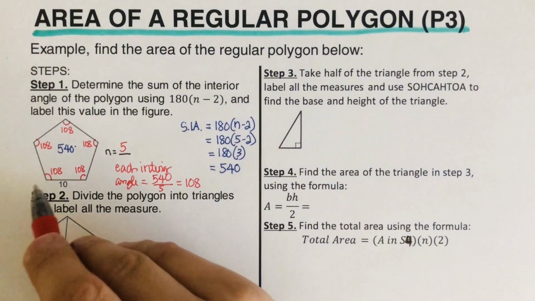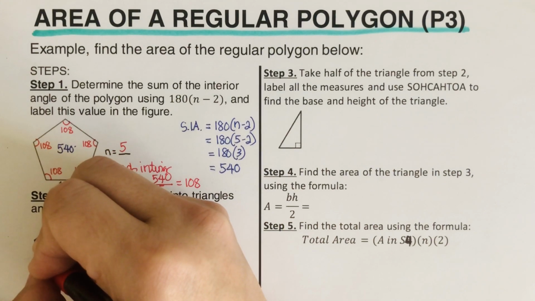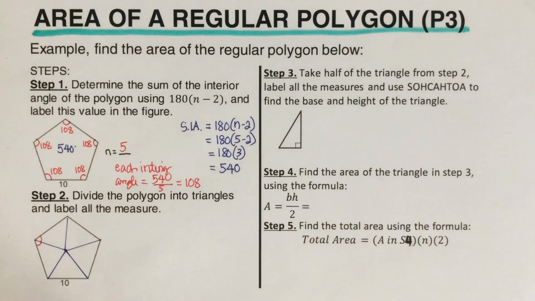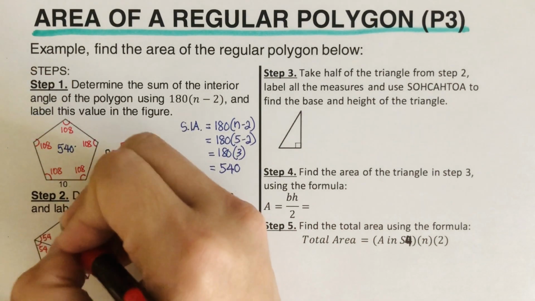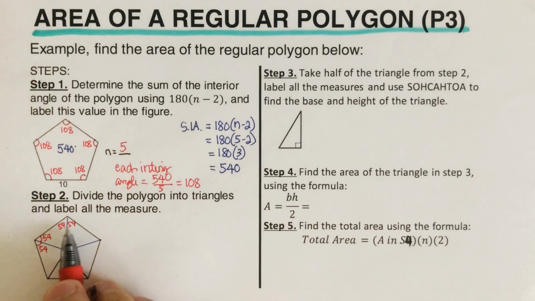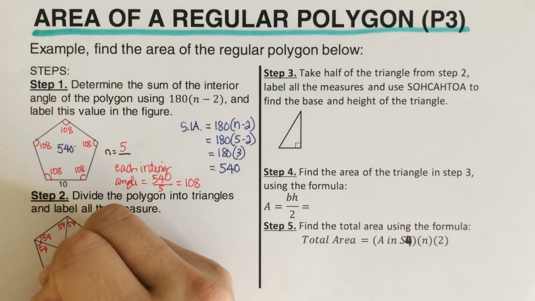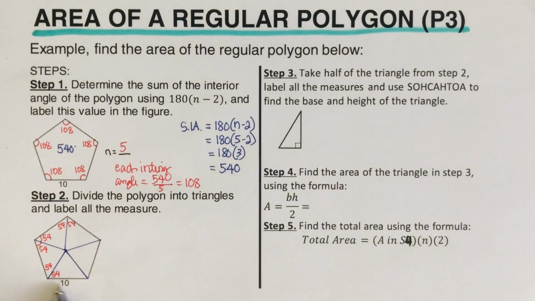So since this is 108, it means that this angle was bisected. Bisected means it was cut in half. So each of these would be 54 and 54. The same thing for this, 54 and 54. So each of these angles will be 54 and 54. The same thing for this would be 54 and 54, and the measure right here was 10.